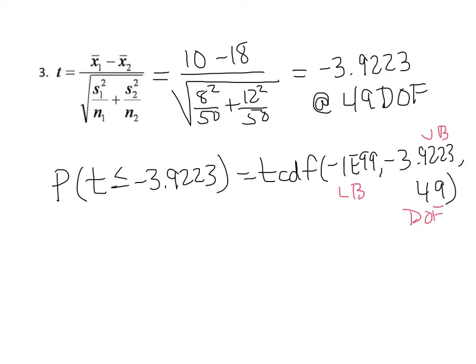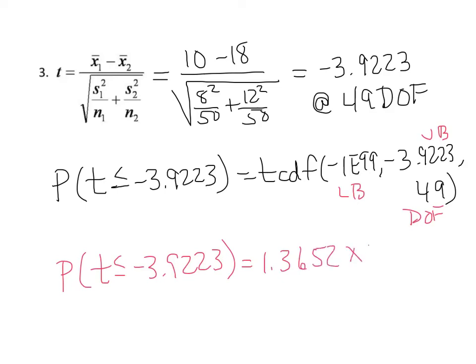And when you plug that in your calculator, we find that the probability of t less than or equal to negative 3.9223 is approximately 1.3652 times 10 to the negative 4. Yep, that's pretty small. So what we thought from the beginning is actually shown here with the very negative t-score and the p-value of 1.36 times 10 to the negative 4.